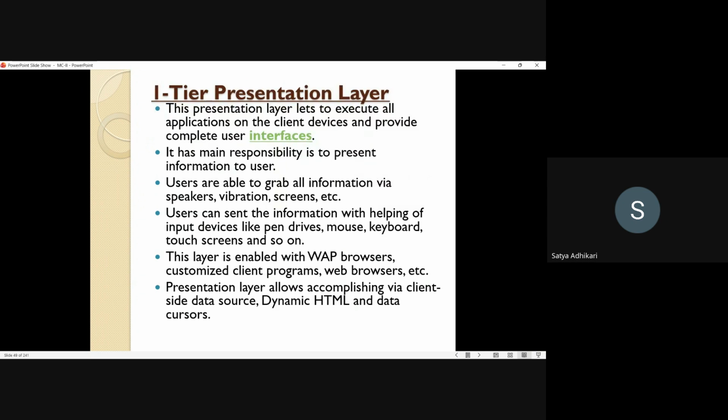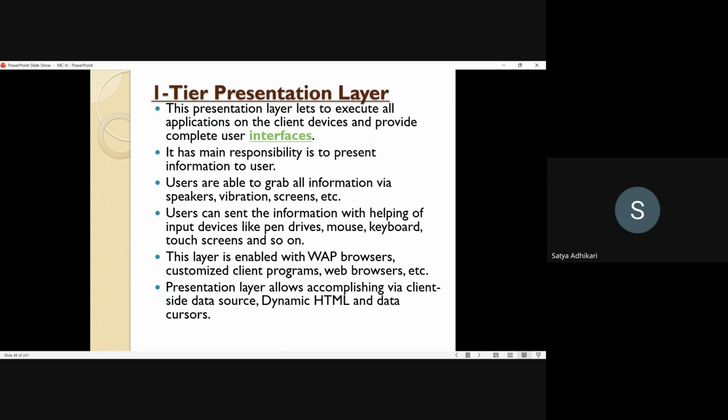So its main responsibility is to present the information to the user. Suppose you are browsing the internet. You know that your mobile screen is fixed or smaller in size as compared to other devices. Suppose you are using a laptop and your mobile phone, and you are browsing the data. The laptop screen is bigger than your mobile screen. So how is the same data presented on the mobile screen as well as on the laptop screen?